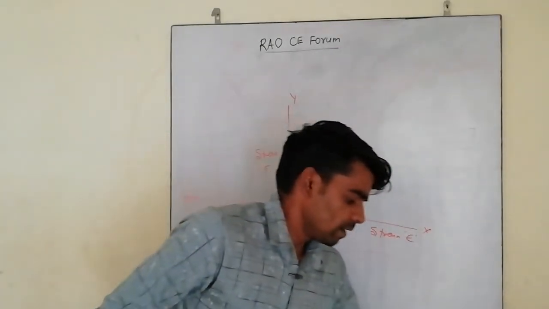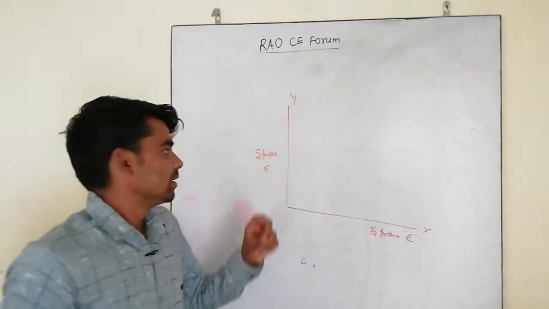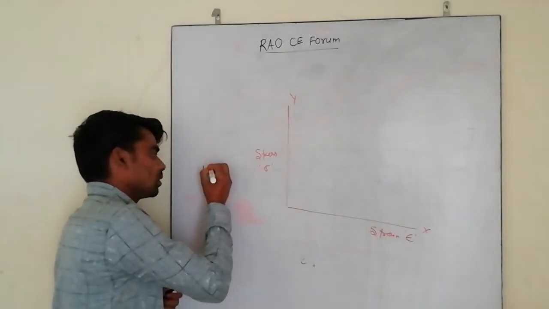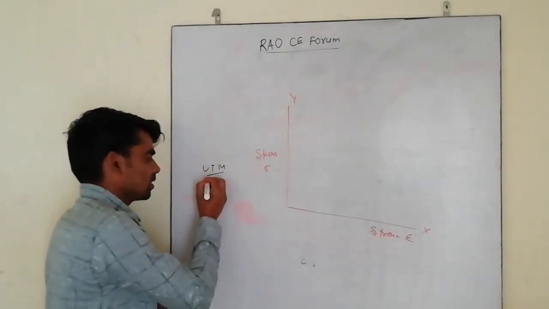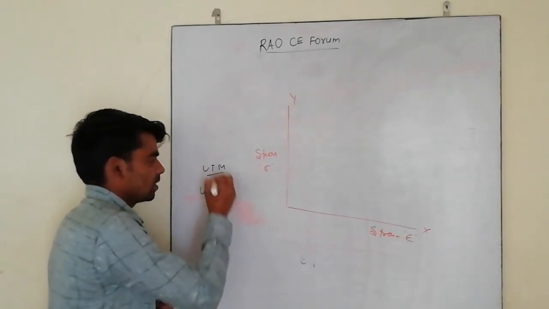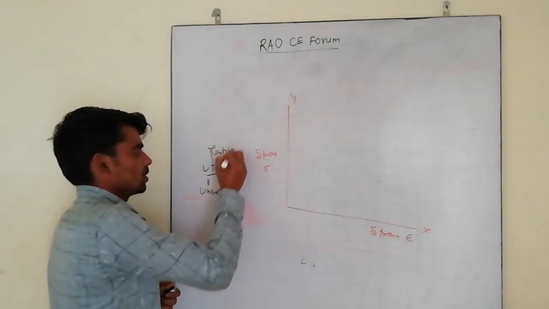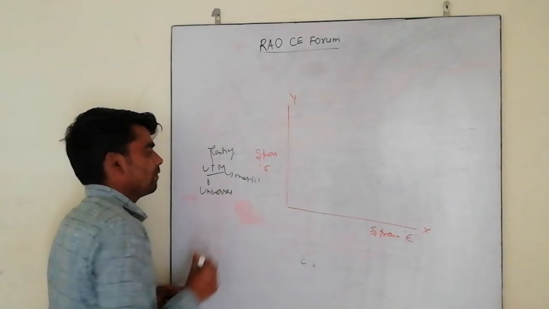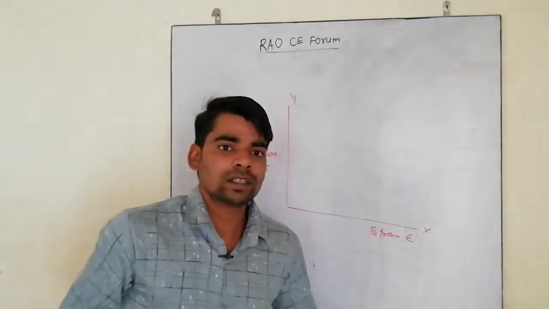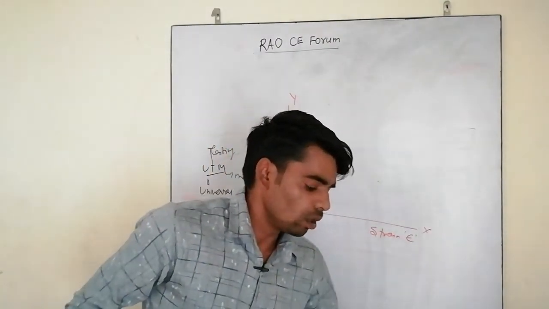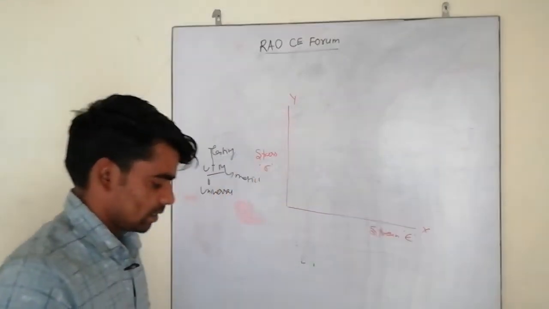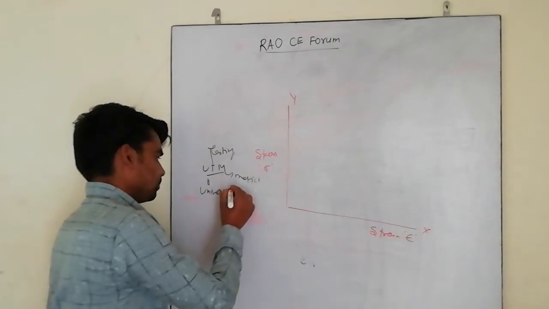Friends, when we apply the load on a specimen using UTM. UTM is nothing but the universal testing machine. Why do we call it universal? Because it measures tension, compression, torsion, bending, all the parameters. So we call it the universal testing machine.